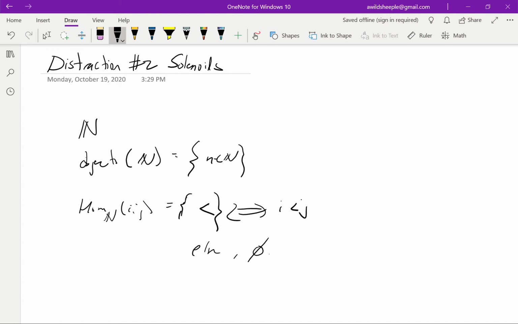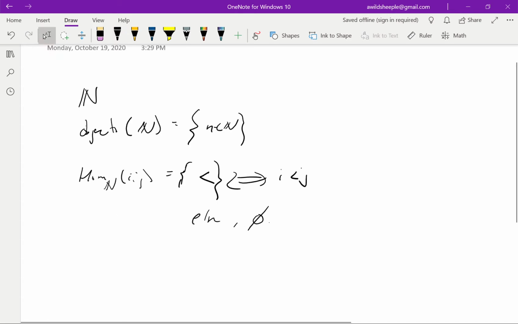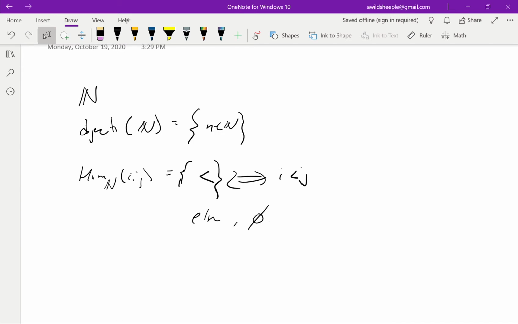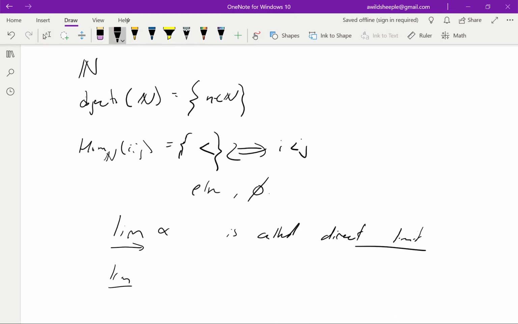and this is our category. And then, just like with every other example, we're going to think about limits of such functors out of n into some other category. If I have such a functor, then I will call the limit the forward limit. This will be called the direct limit. And if it goes backwards, then this is the inverse limit. Wow, can't read that at all. The inverse limit.